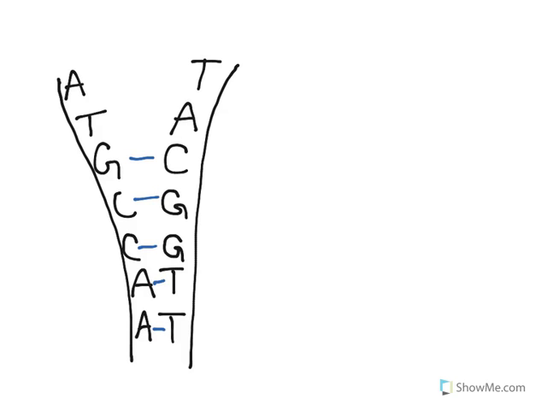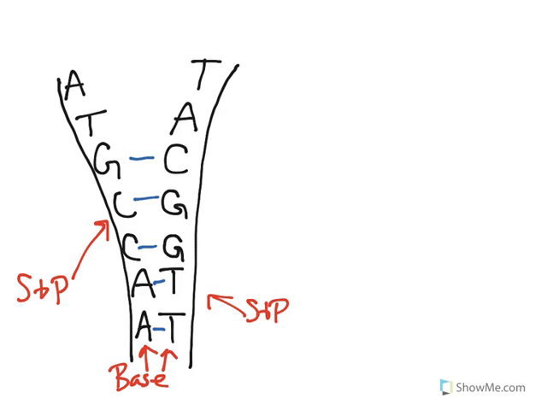Alright, so let's take a look at this model over here. What we've got here is my sugar phosphate backbone on the sides. So my sugar and phosphates, you'll see that on both sides here. And I have my nitrogenous bases in the center. So I've got my A's and T's and G's and C's.